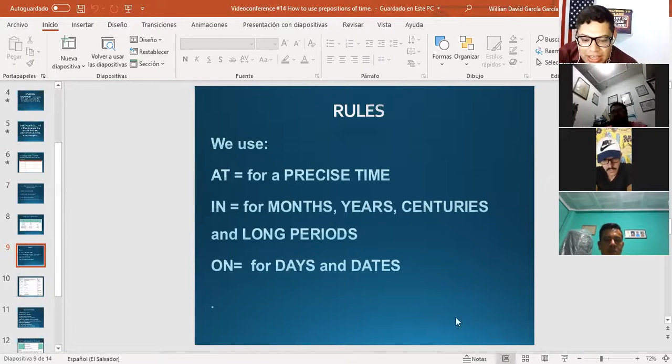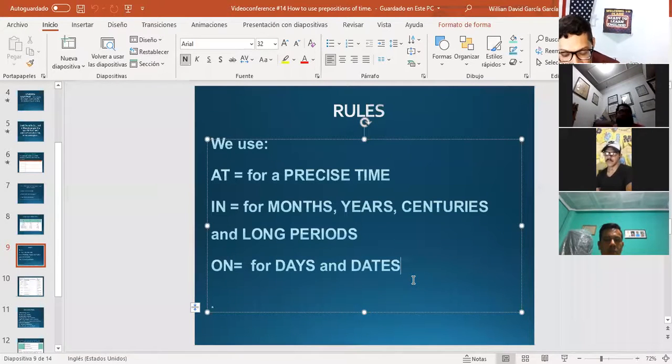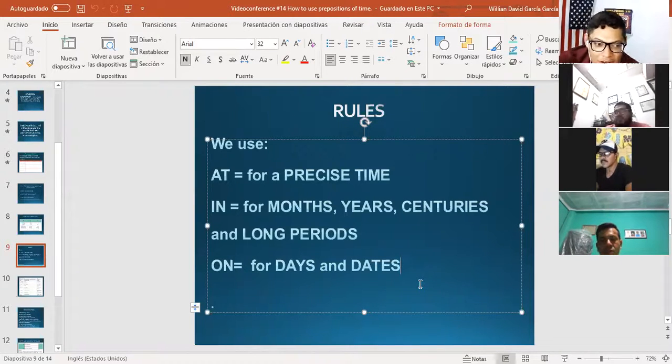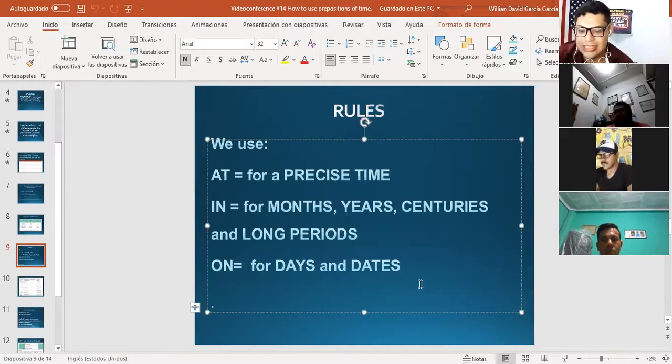So we use in. And we use on for days: on Monday, on Tuesday, on Wednesday, on Thursday, on Friday, and on Saturday. We were talking about this, right? And we also talked about dates like on January 26, on April 24, on March 27. So we are talking about that.